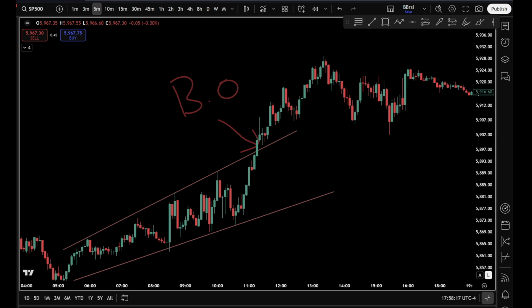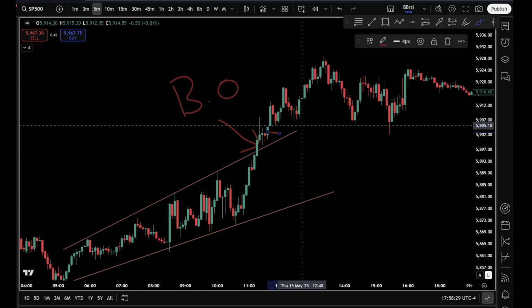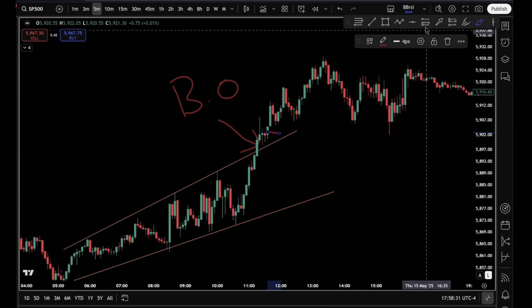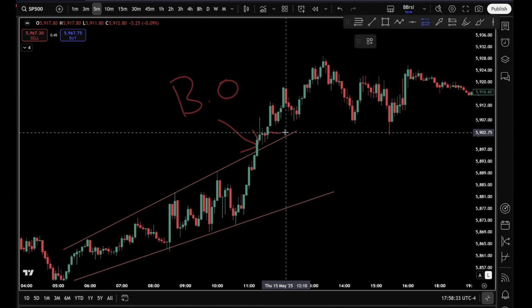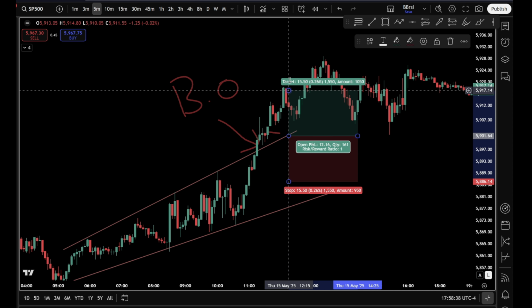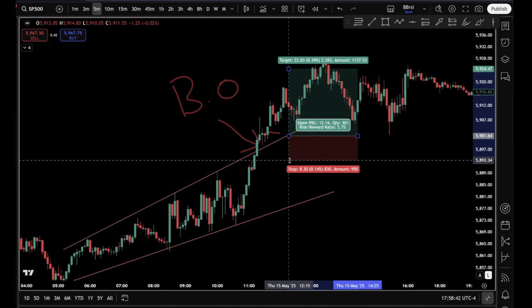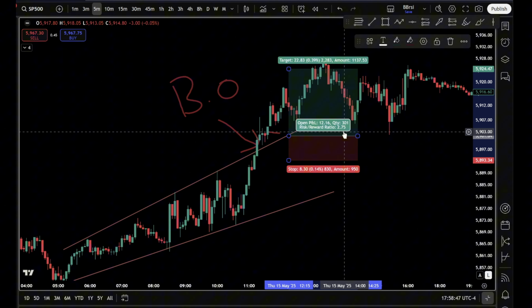Now, over here, you would have come in, take a long position right here. So it would have been like this. If you were to come in right here, just as an example, you would have taken your profit here with a pretty tight stop loss right here. And that's a 1 to 2.75 risk to reward ratio.